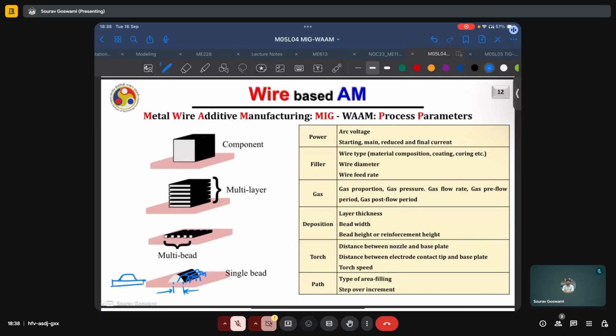Once our multi-bead parameters are also optimized, we can then go to a multi-layer deposit. And at this time, for a multi-layer, we'll be depositing some simple geometry like a cube or a cuboid. And only after this multi-layer geometry has also been optimized can we move to printing a full part or a component.